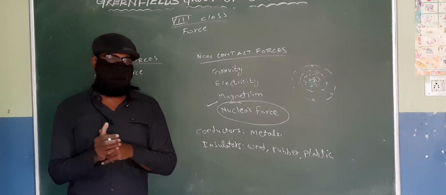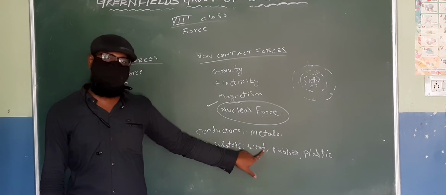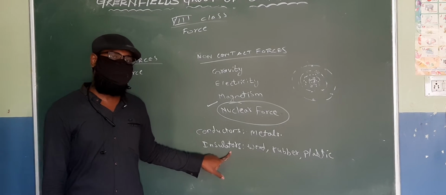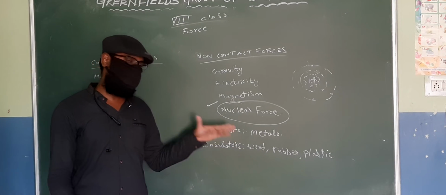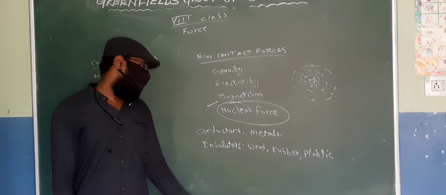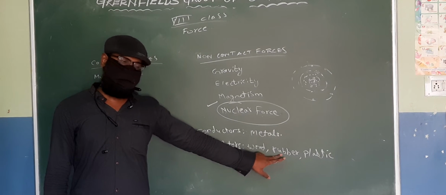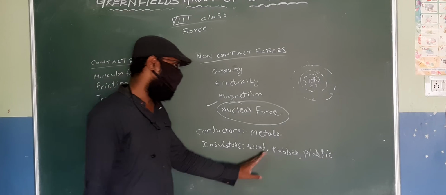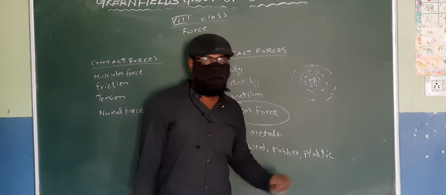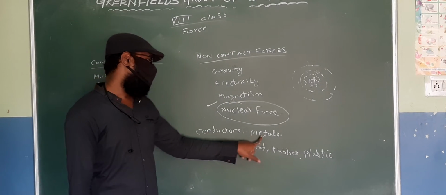They cannot go inside the paper because paper is made of wood. Wood is an insulator. Insulator means electrons can't get inside. They stay only on the surface. And if I send electrons onto the rubber, they stay on the rubber only. If I send electrons onto the plastic, they stay on the plastic only. And conductors, I am talking about metals.